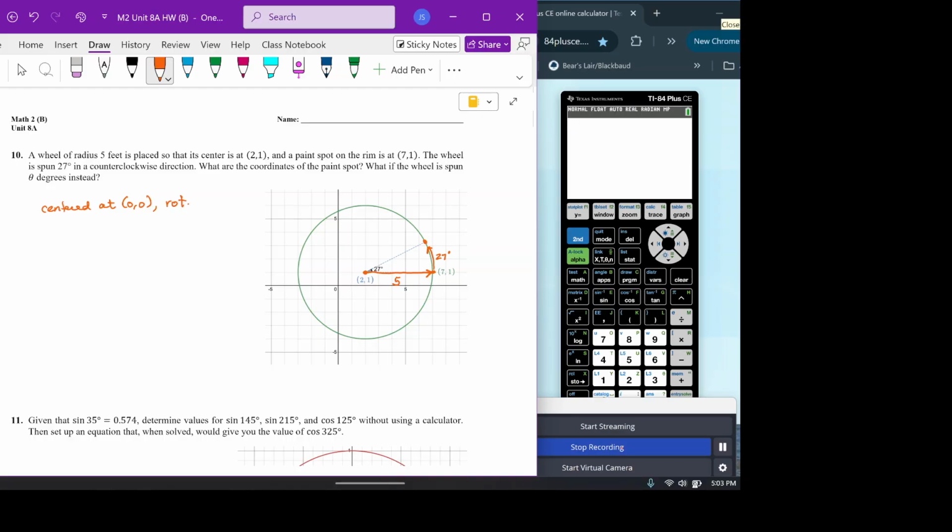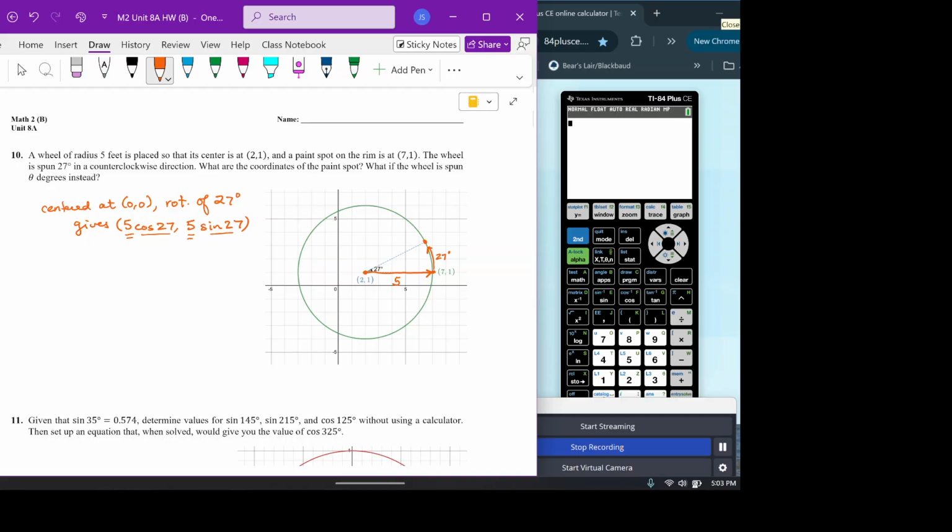a rotation of 27 degrees gives 5 times cosine 27, 5 times sine 27. Remember, when the radius was 1, it's just cos 27, sine 27. And then when the radius is 5, it gets quintupled.